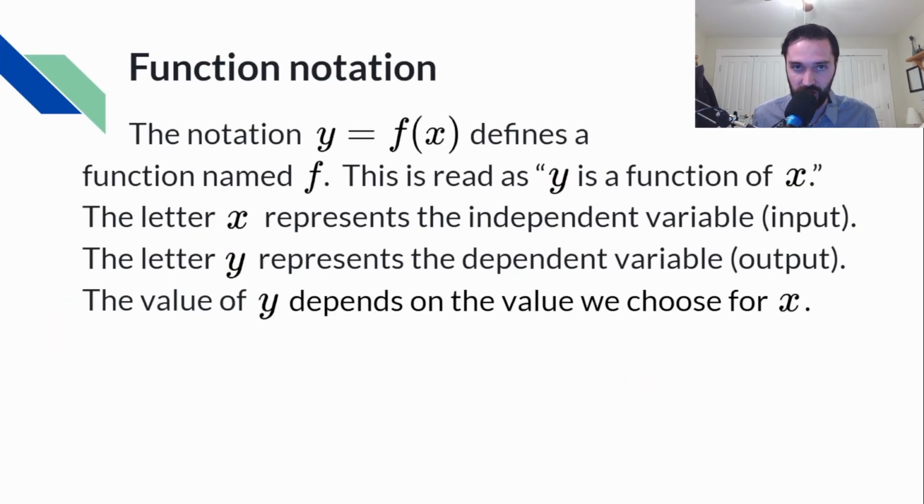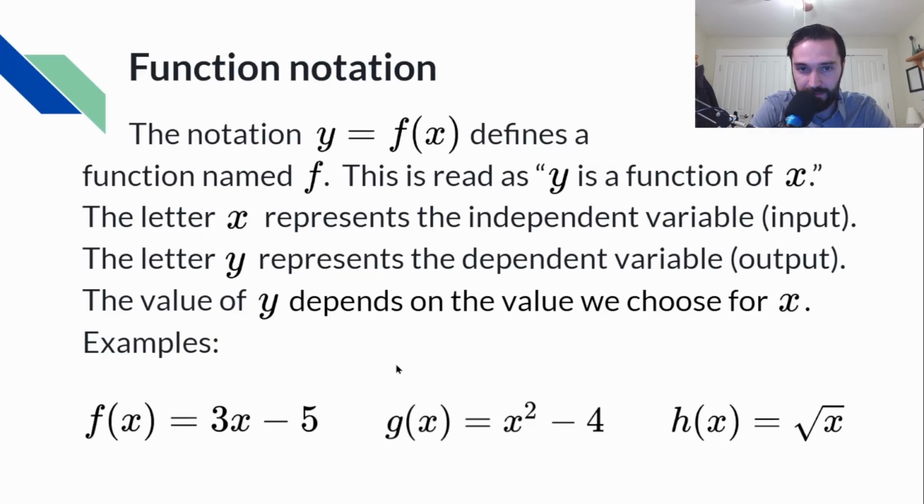Now let's talk about function notation. The notation y equals f of x defines a function named f. This is read as y is a function of x. The letter x represents the independent variable, aka the input. We know this already. The letter y represents the dependent variable, or the output. And the value of y depends on the value we choose for x.